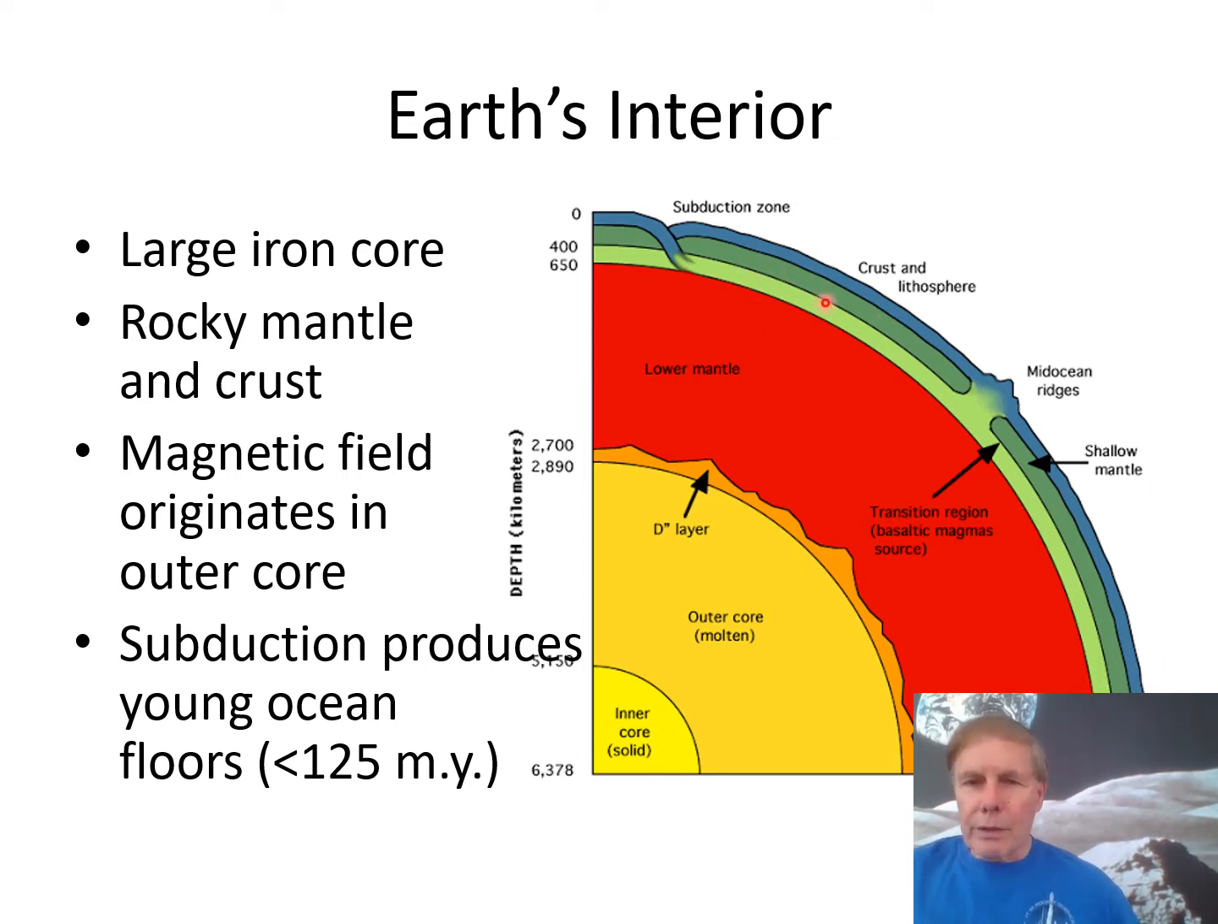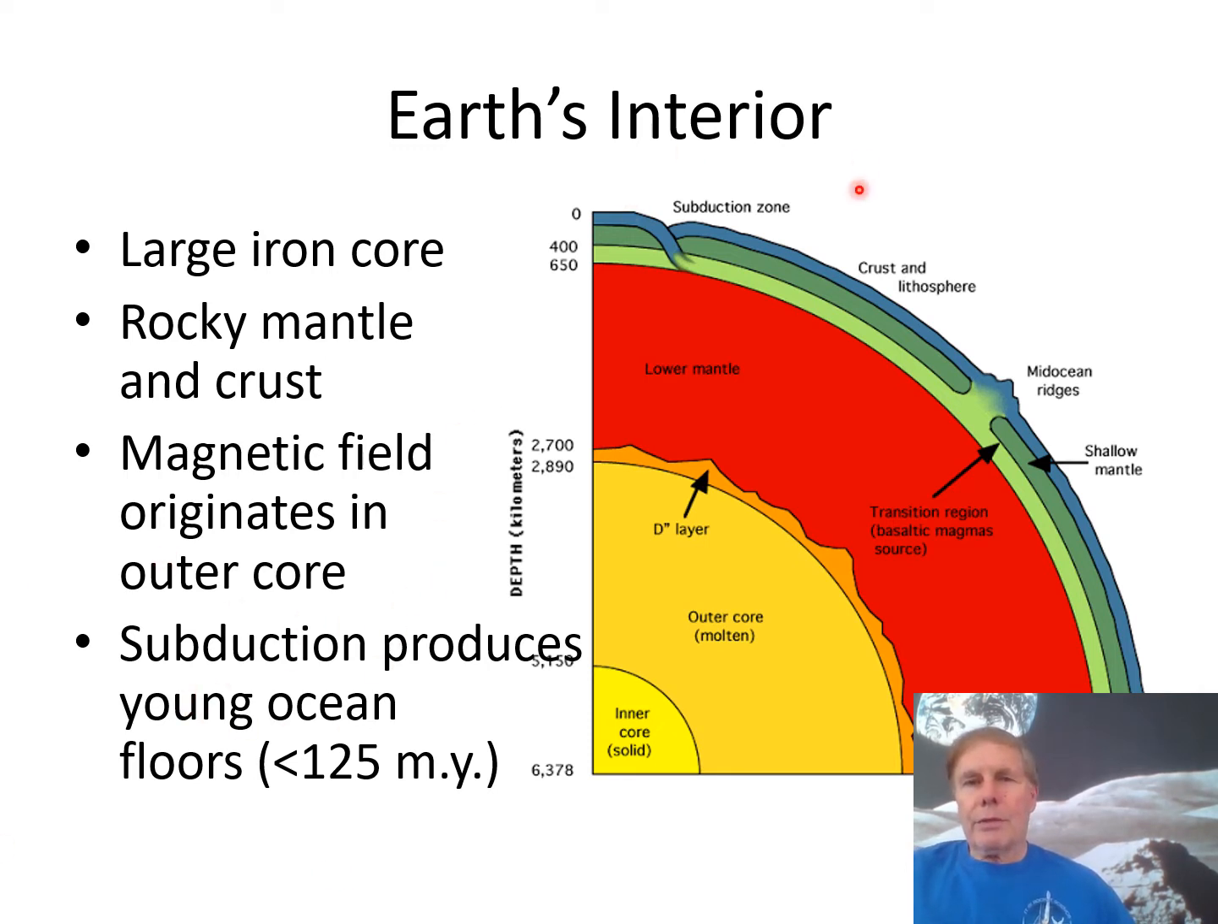Rocky material. We'll talk a little bit more in a second about subduction zones. Mid-ocean ridges are just that. They're ridges that run down the middle of the oceans, and they're big volcanic areas. Anyway, rocky mantle and crust, large iron core. Incidentally, the outer core is the location for the origin of Earth's magnetic field. There it is. Magnetic field originates in the outer core.